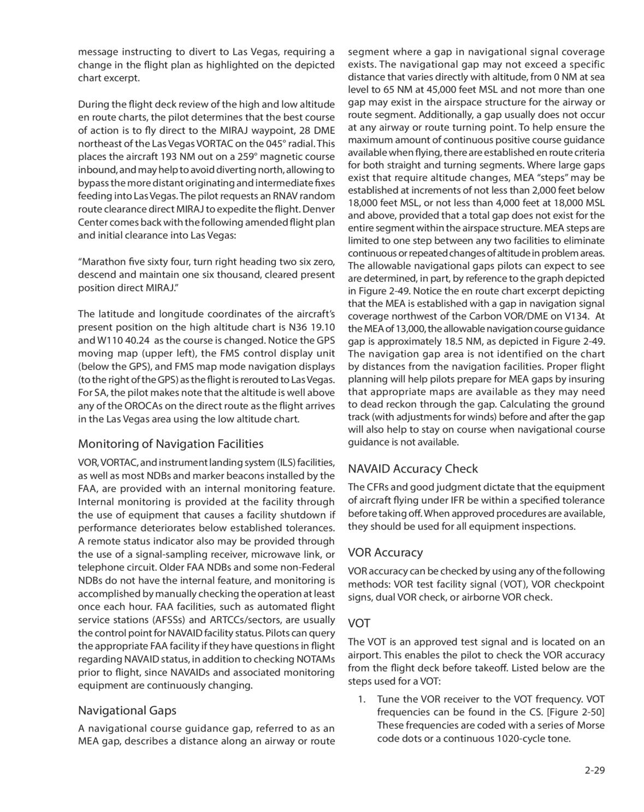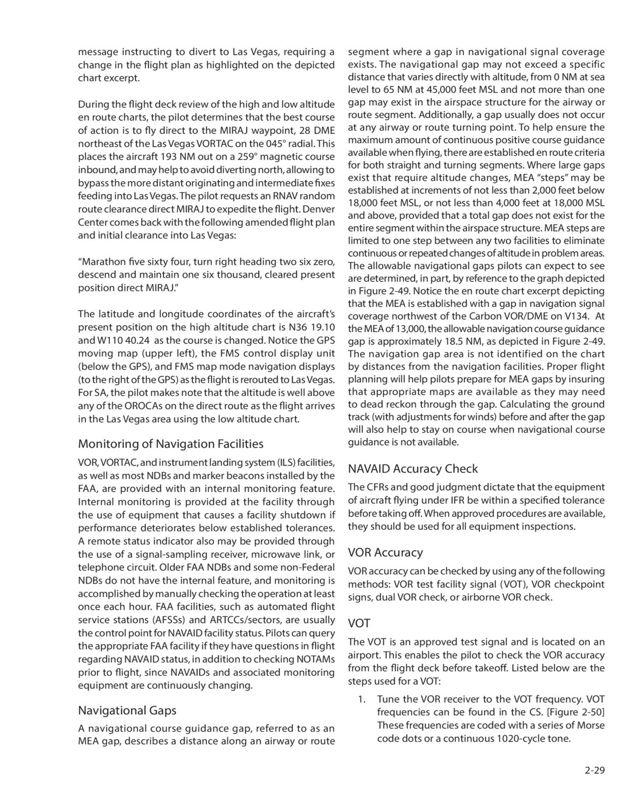Denver Center comes back with the following amended flight plan and initial clearance into Las Vegas: "Marathon 564, turn right heading 260, descend and maintain 16,000, cleared present position direct Mirage." The latitude and longitude coordinates of the aircraft's present position on the high altitude chart are N36°19.10 and W110°40.24 as the course is changed. Notice the GPS moving map, upper left, the FMS control display unit, below the GPS, and FMS map mode navigation displays, to the right of the GPS, as the flight is rerouted to Las Vegas. For SA, the pilot makes note that the altitude is well above any of the OROCAs on the direct route as the flight arrives in the Las Vegas area using the low altitude chart.